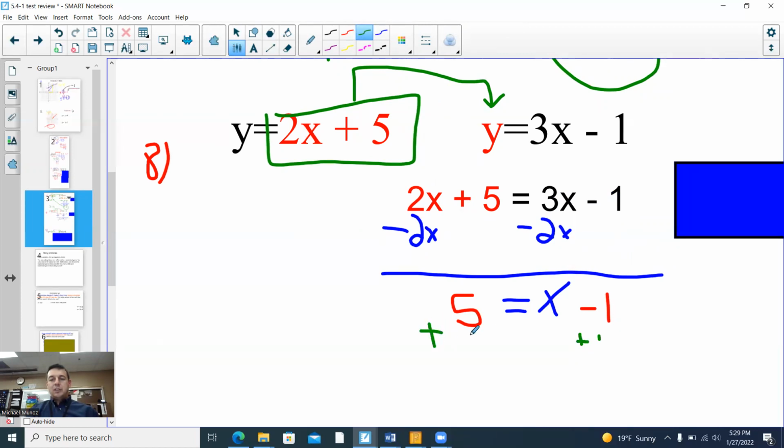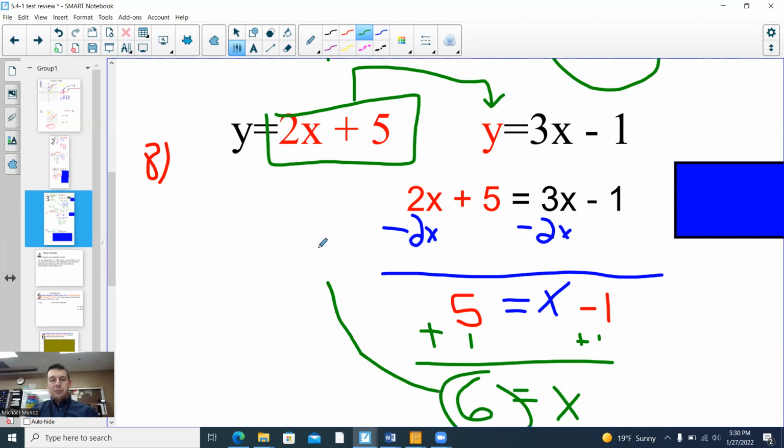Add 1. And when I do that, I'll know that x equals 6. You're almost done. You just got to plug this 6 into one of the equations up here. This is usually the easiest one. Since I'm solving for x, I'll plug in my x here. I'd have 6 times 2 is 12, plus 5 is 17.